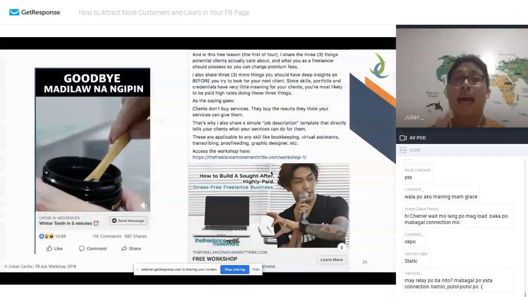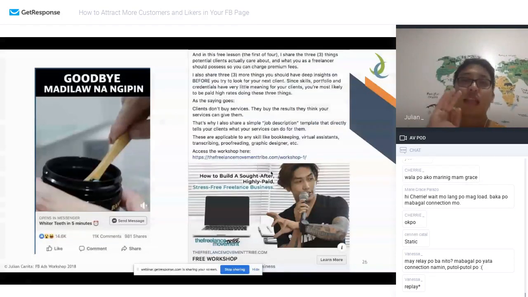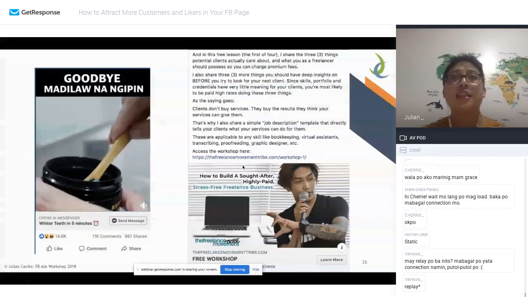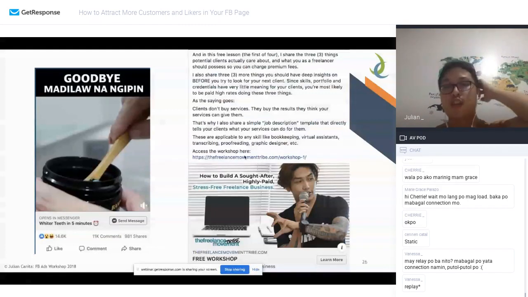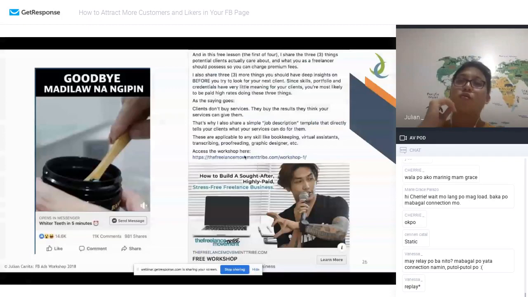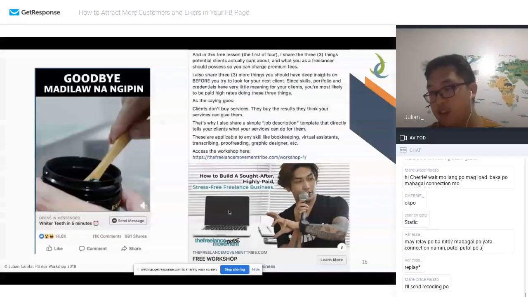Next is they wanted to be highly paid. Ang issue lagi nila is na masyado mababa yung rate, ganyan. So he wanted to be highly paid. And then finally, he wanted to be stress-free. Parang silang ganyan sinasabi, ang stressful, ano, nasa bahay kang work from home pero very stressful. So what we wanted to teach in this particular workshop was how to build a sought-after, highly paid, stress-free freelance business.